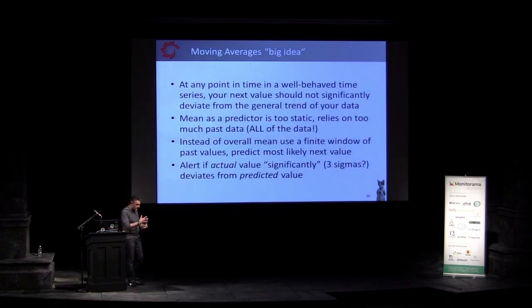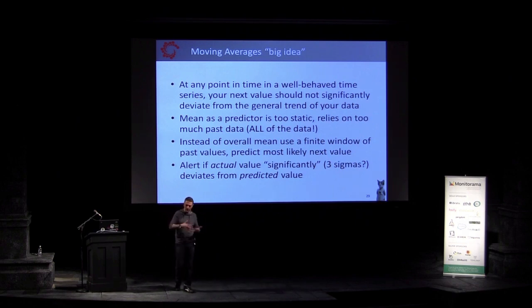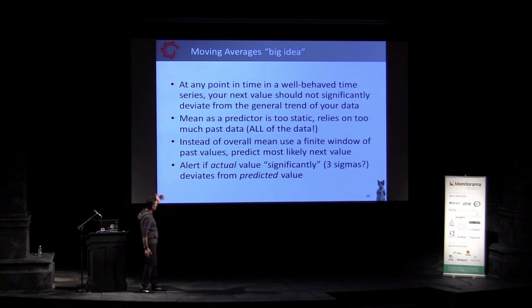So this is where the concept of moving average came out. At any point in time, your next value should not significantly deviate from the general trend of your data, right? In a well-behaved time series, the expectation is typically that the next value should be relatively consistent with the trend. So the mean as a predictor is too static because it relies on too much past data. It looks at all the data and puts a static mean.